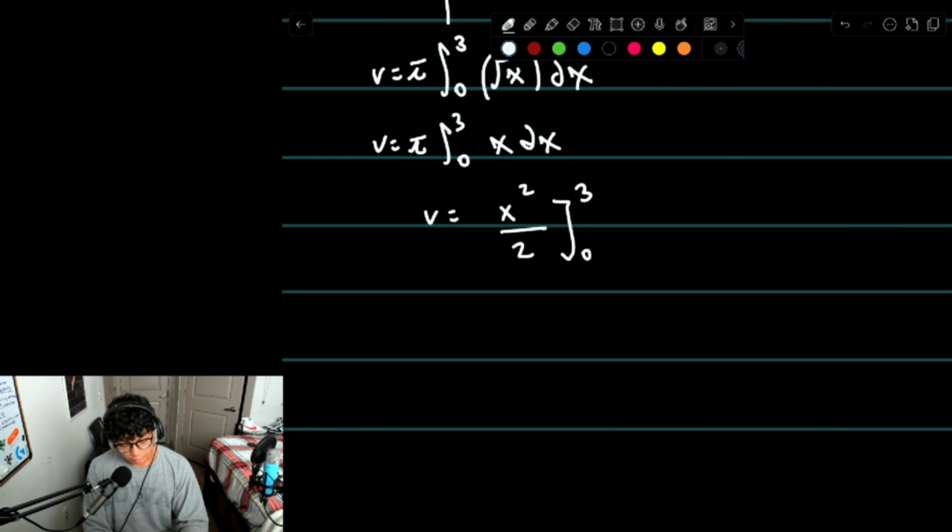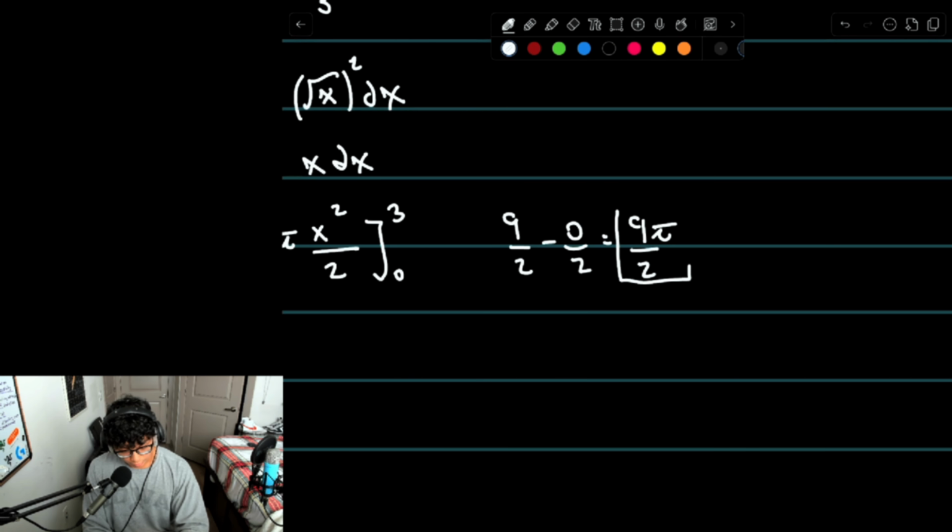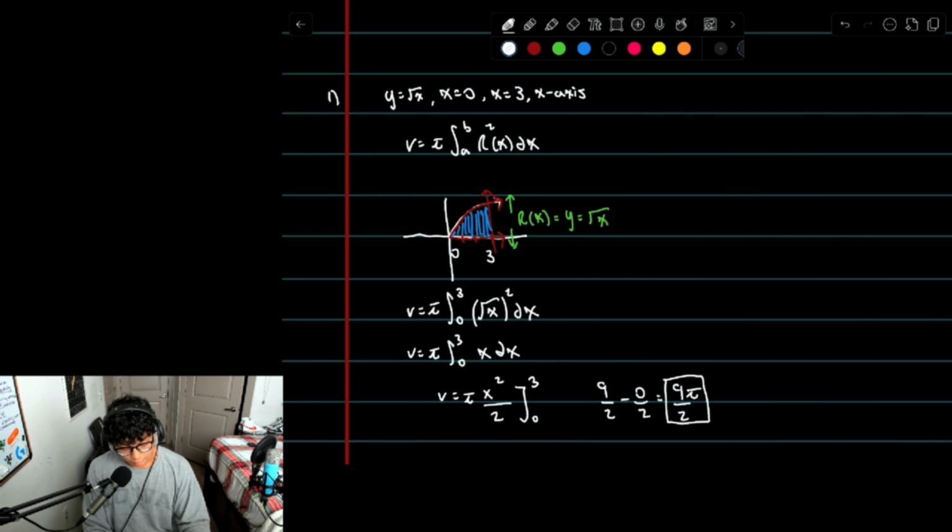And now all we do is just plug in our bounds, and this will make it 9 over 2. Oh, and don't forget the pi, minus 0 over 2, which equals 9 over 2 pi, or 9 pi over 2. So that's our entire number 1.